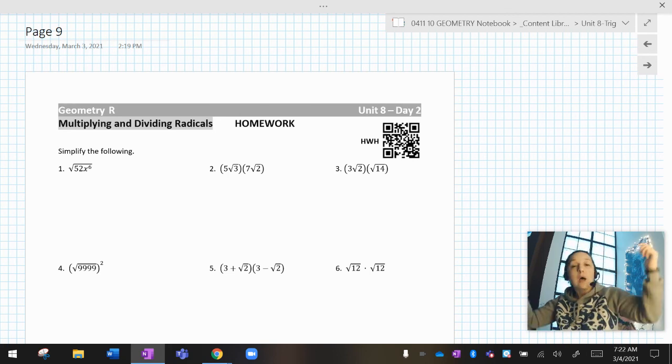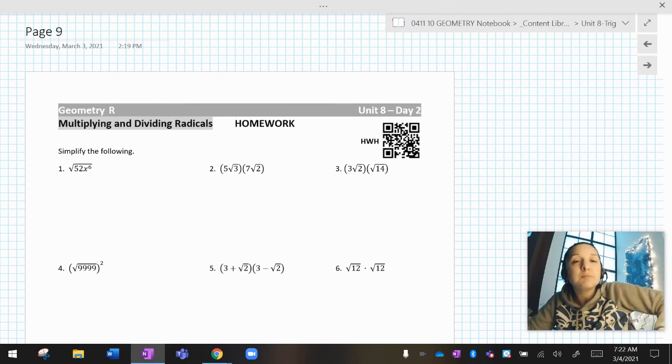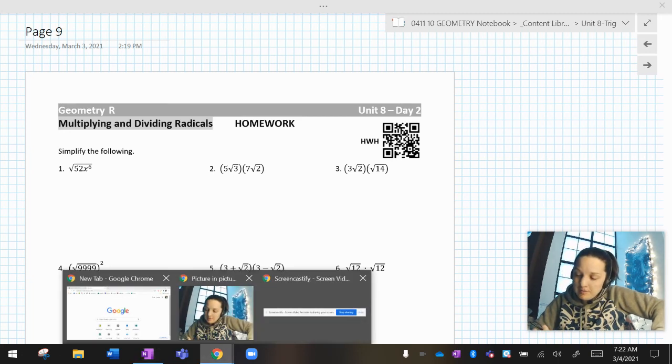So I'm going to end with a terrible joke. What keeps a square from moving? What keeps a square from moving? Square roots.